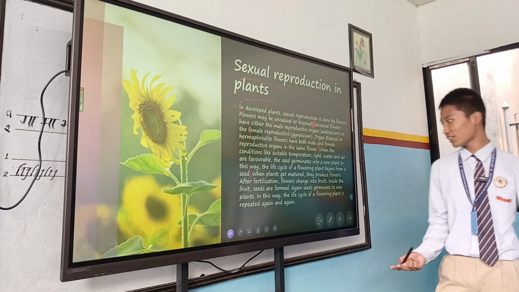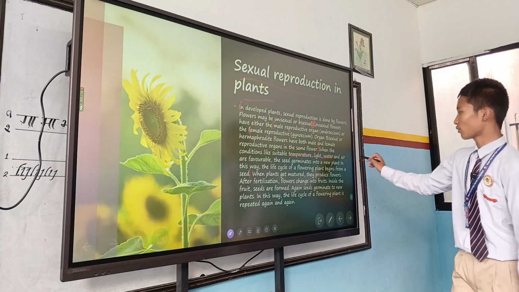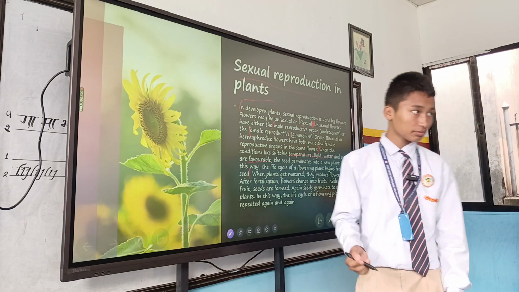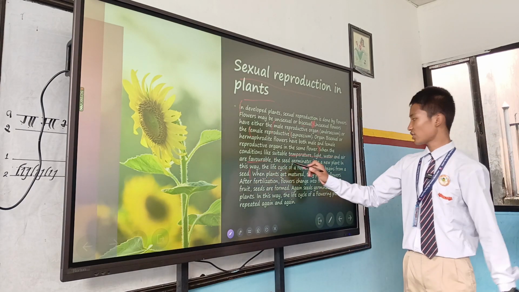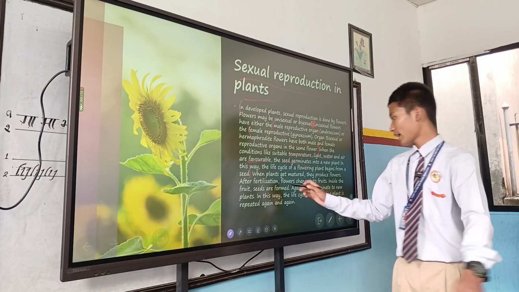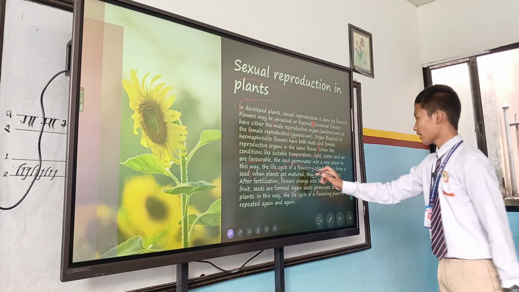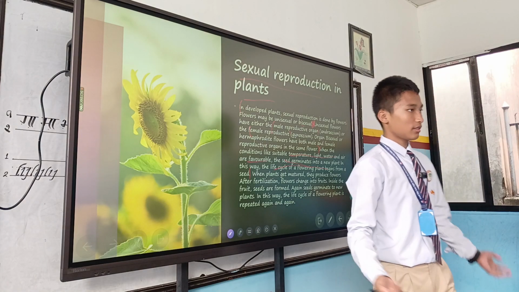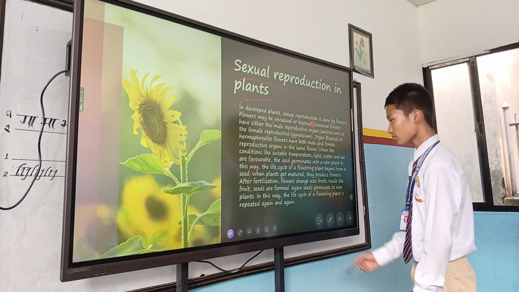If there are suitable conditions like temperature, light, water, and air, then the seed germinates into a new plant, finally starting its life cycle of flowering plants. It begins its life cycle.